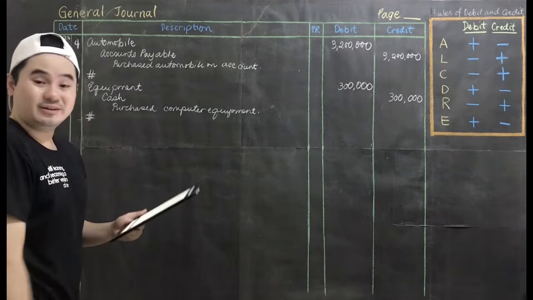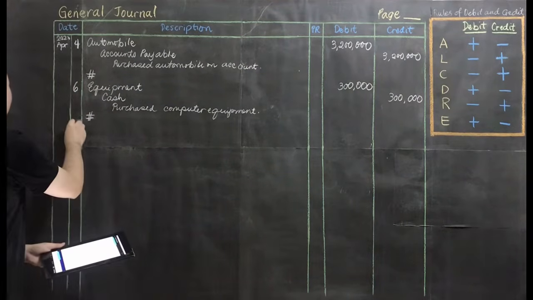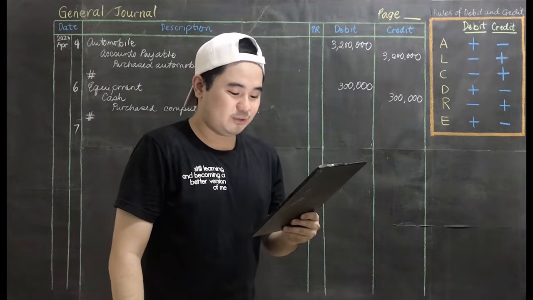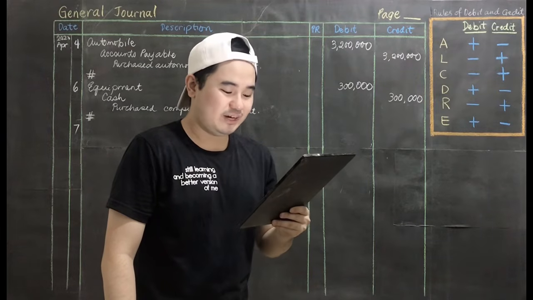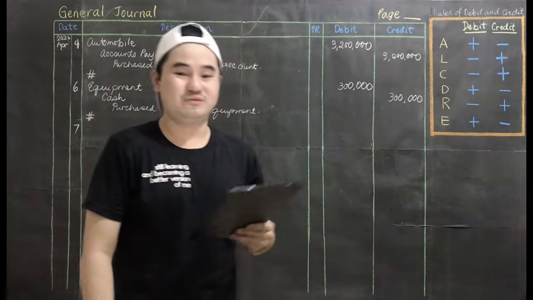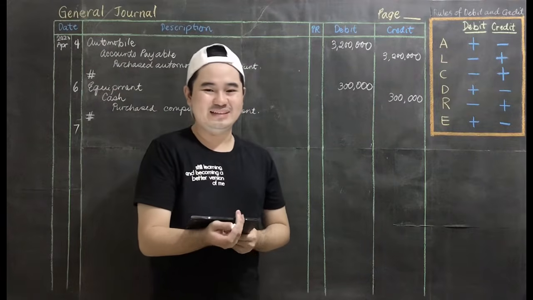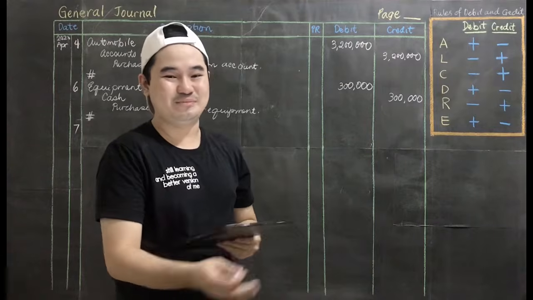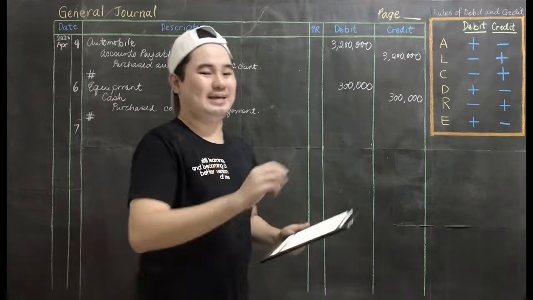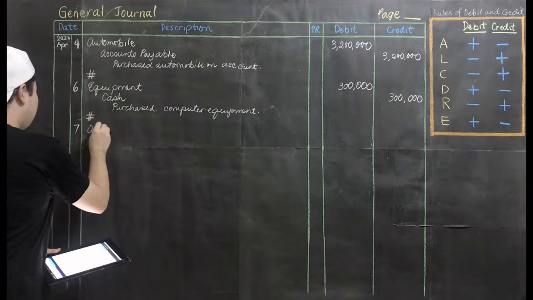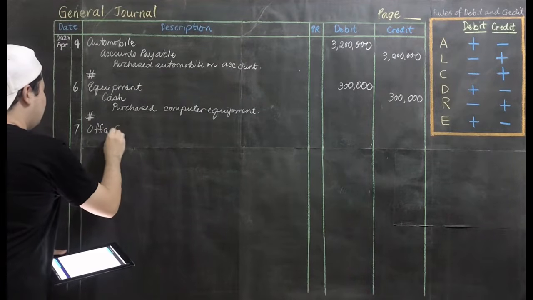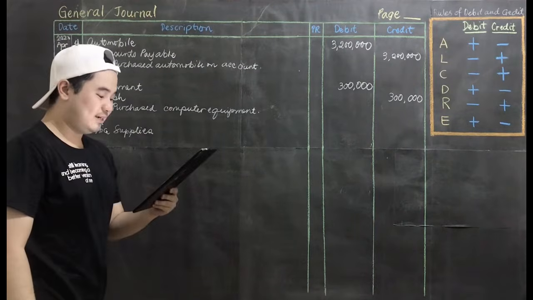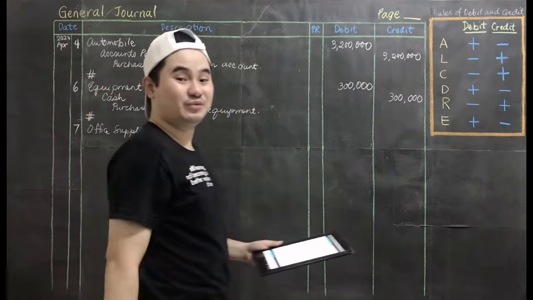Okay. April 7 tayo. Okay. Purchased office supplies amounting to 50,000 and paid rent in advance covering 6 months equivalent rent 150,000. Ano yung unang asset na binili? Office supplies. Office supplies is an asset. Pag nagkakaroon ng asset, lalagay natin sa debit. So magde-debit ako ng office supplies. Magkano yung office supplies? It's 50,000. So, lalagay ko sa debit 50,000.